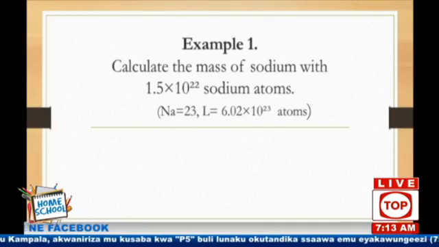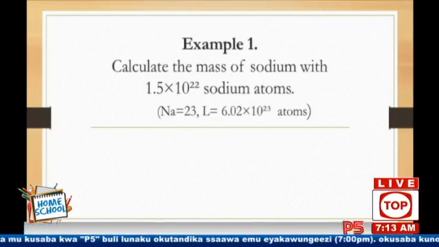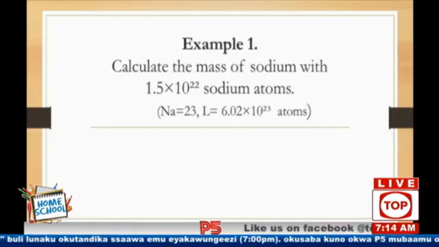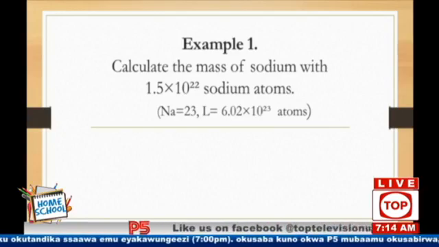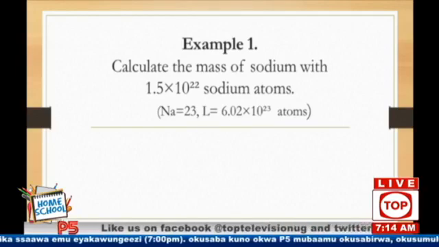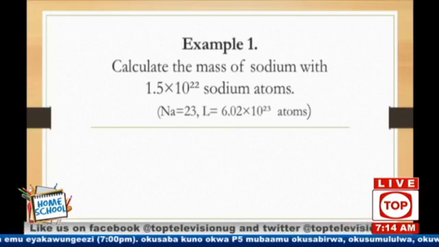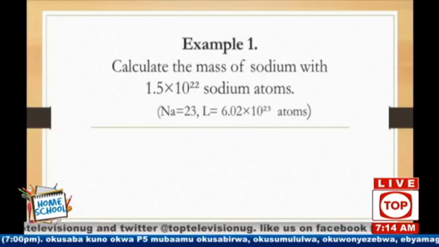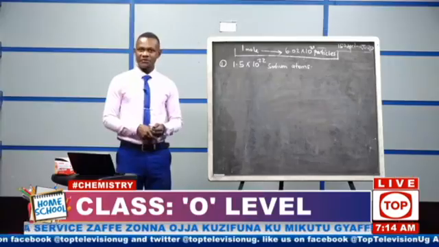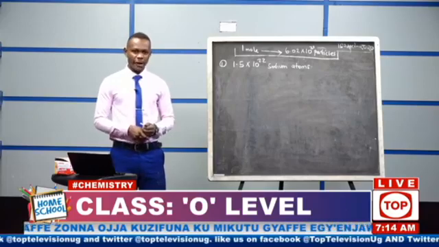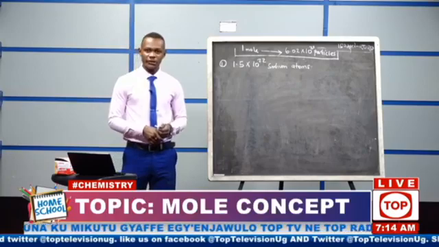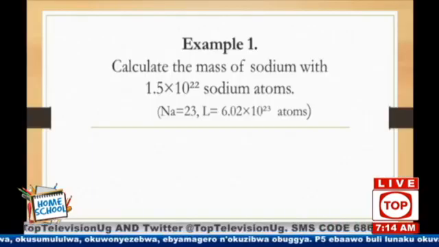Sodium atoms. That's what we are going to look at first. This one is going to help us to know how to convert the number of particles into masses. I told you that in our first lesson we looked at Avogadro's constant, and we said it is denoted by the letter L. If you look at that example, there is somewhere in brackets, the letter L.